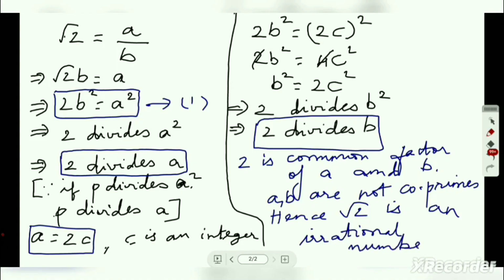Similarly, you can prove the irrationality of root 3 and root 5. This question is taken from CBSE class 10, chapter 1, real numbers, and it is a sure shot question from an exam point of view. So try doing the irrationality proof of root 3 and root 5, and if you have any doubts, please send it in the comment section.